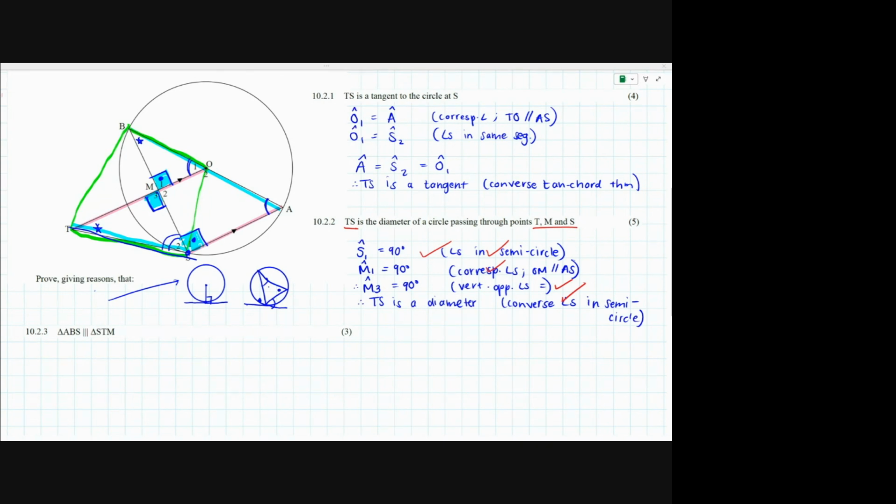Yeah, it's usually the latter. I have never seen a question where it says prove that this is true, but then it actually ends up not being true.